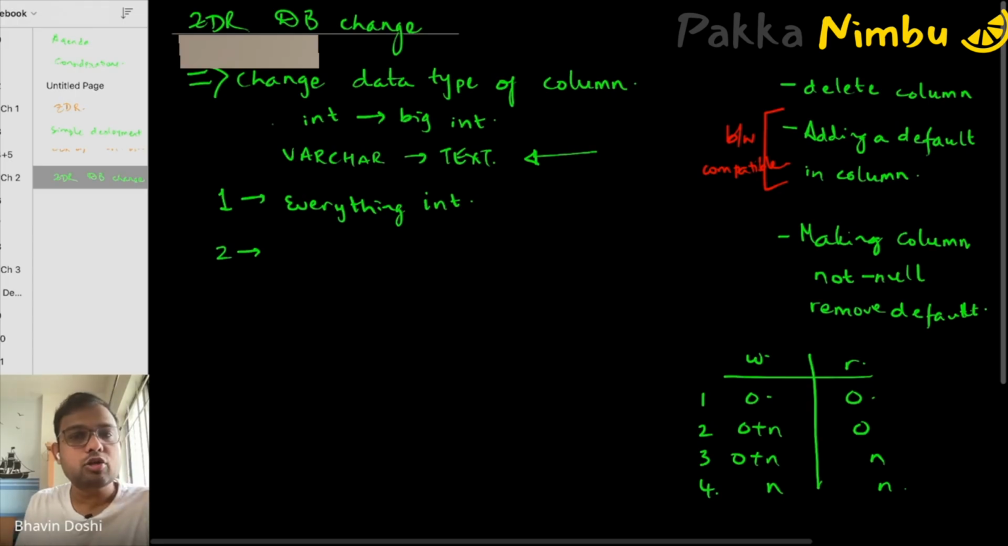Maybe in the first PR we can convert integer to bigint. You convert integer to bigint? No, then you have shot yourself in the foot, because the moment you convert integer to bigint, you have a reading problem. So this is a backward incompatible way of doing this change. If you directly change int to bigint, you will have to take a downtime of a few minutes.